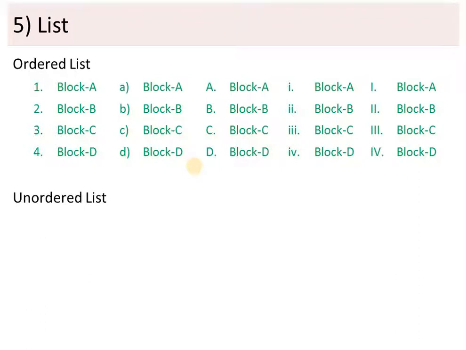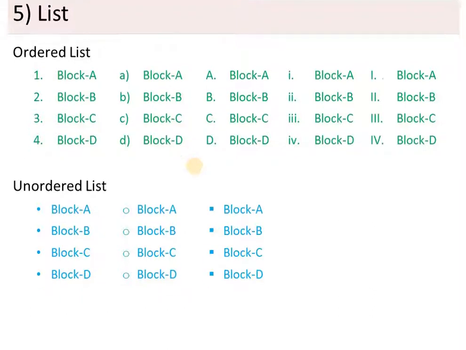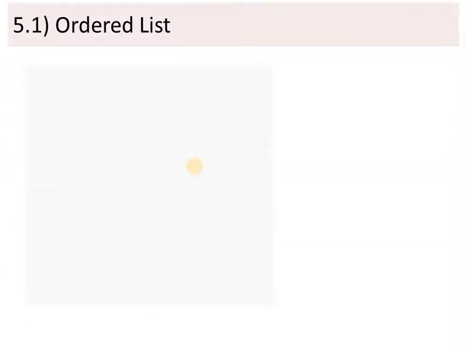Now there is another kind of list, the unordered list. That means there is not any kind of sequence over there, but you are just bulleting it. Like this, it is a disk representation. After that, this is a circle. Now let's first understand how to create an ordered list.